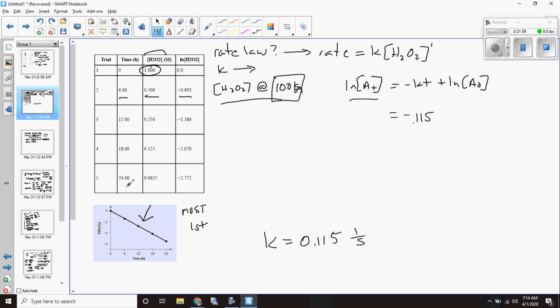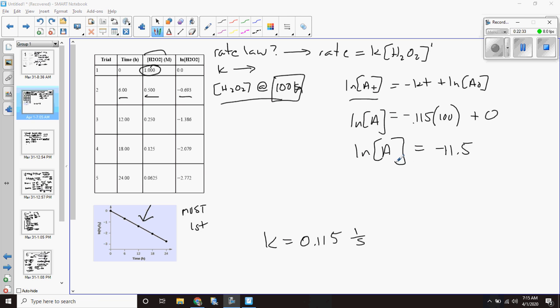Now we're going to plug in the time that I'm interested in, 100 seconds. Sorry, it's not 100 seconds. I want to find 100 hours, right? So we'll plug in this times 100 plus the natural log of A0. Now, the natural log of A0, remember this, the initial concentration is 1, so the natural log of 1 is going to be 0. So essentially, it's just going to be this plus 0. So the natural log of A at time t is going to be just equal to negative 0.115 times 100. All right, so let me get an answer for that. Okay, so I get natural log of A equals negative 11.5.